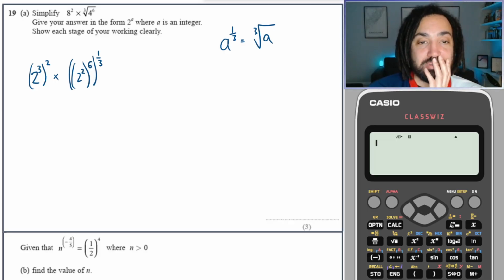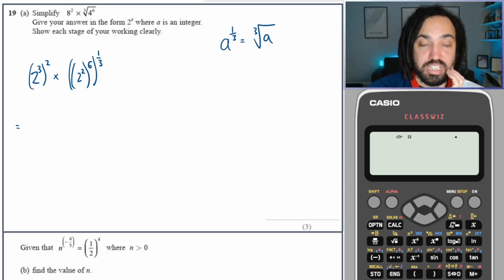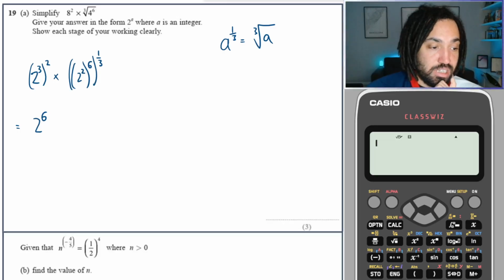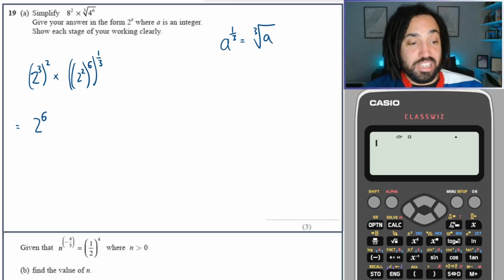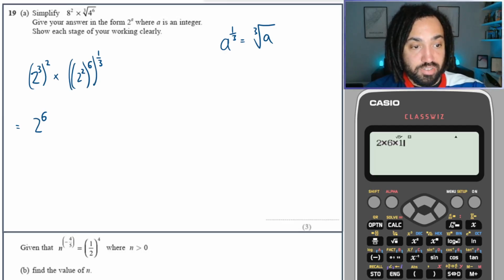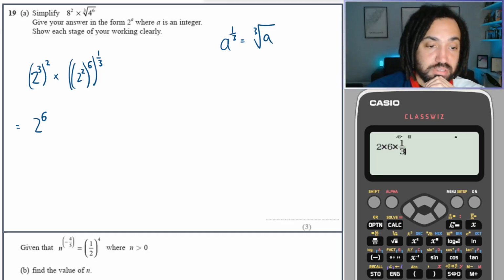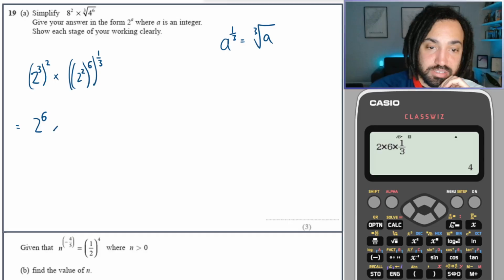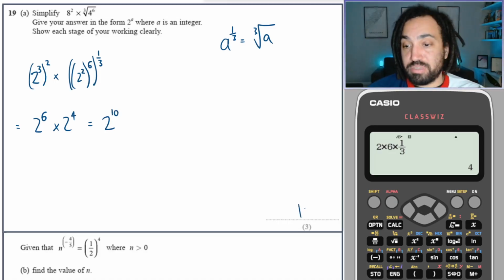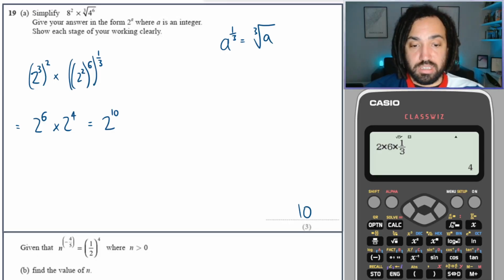Okay, right, so let's do each term separately. So bracket rule here means we times the powers to make 6, so that's 2 to the 6. Bracket rule here, I don't want to make a mistake here, so it's 2 times 6 times 1/3. And that's 4. Lovely. Okay, and now we've just got multiplication rule, which means we add the powers, so it's 10. So A must be 10. Lovely.